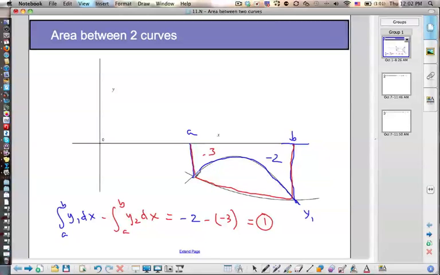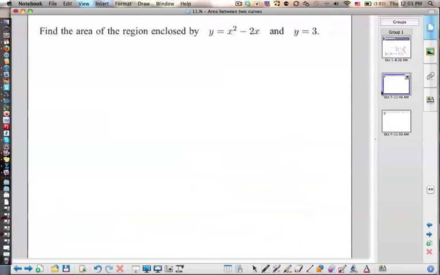It works. So it's always the top curve minus the bottom curve, no matter if it's above or below the axis, in the first, second, third or fourth quadrant, no matter what. That's pretty cool. It works every time. All right, so let's move on to an example.